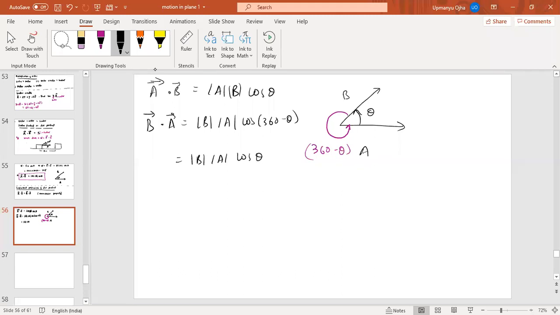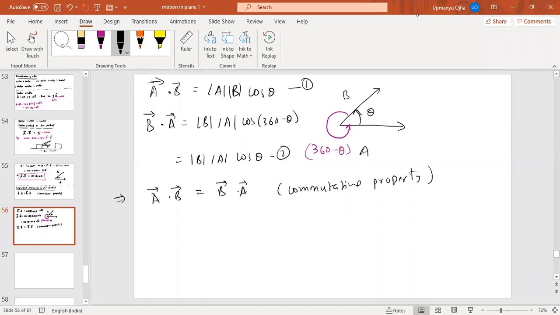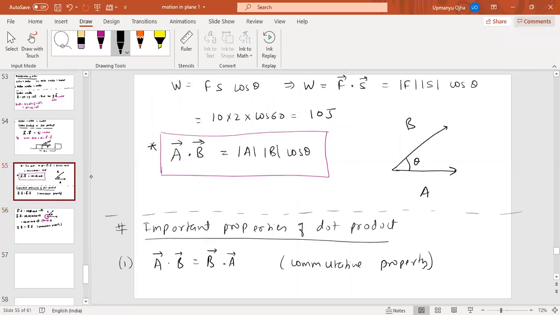Now we can see that we have two equations, equation number 1 and equation number 2. If you compare both the equations, we are getting that A vector dot B vector is equal to B vector dot A vector. So this is what? Commutative law, commutative property. Okay, fine. I hope you understand this. So commutative property means that A dot B is equal to B dot A.